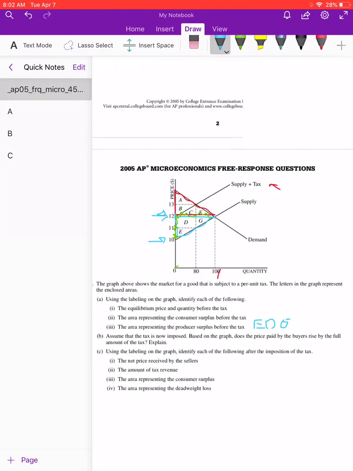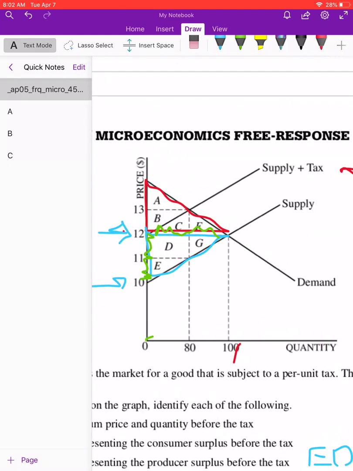And what we see here is that letter B says, assume that the tax is now imposed. Based on the graph, does the price paid by the buyers rise by the full amount of the tax? No. The price paid by the buyers is going to rise by a portion of the tax. And if we were using this labeling specifically, we could see then that the burden of tax went to here. That's your new equilibrium price. And so the tax was only $1 on the consumers and then $1 on the producers. And then the height of this rectangle, of course, is 2. So this is a $2 tax. $1 up, $1 down.